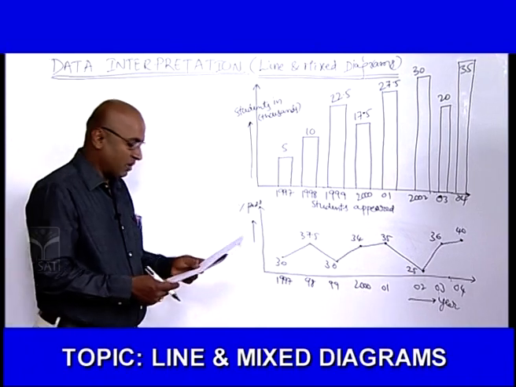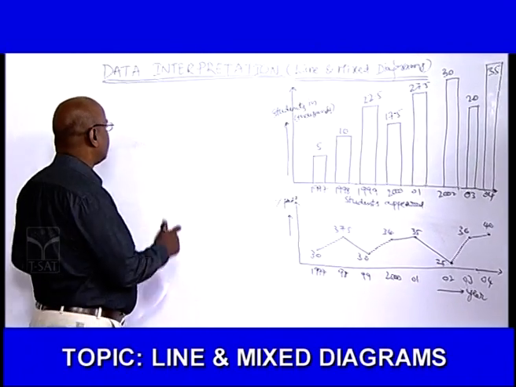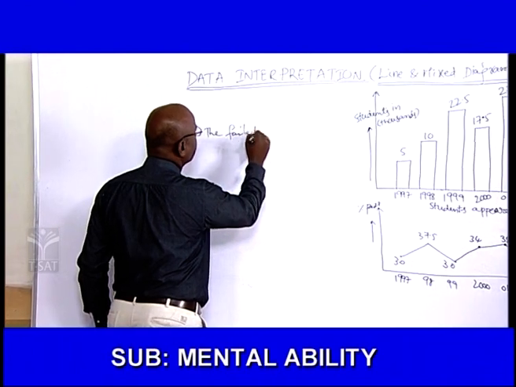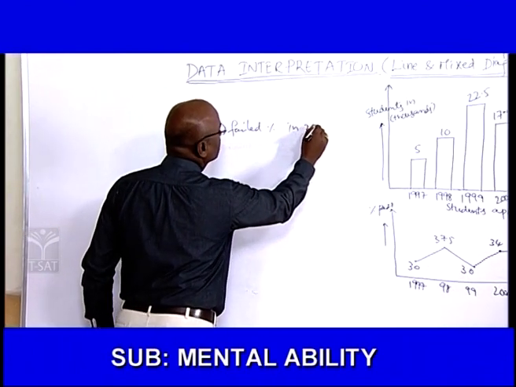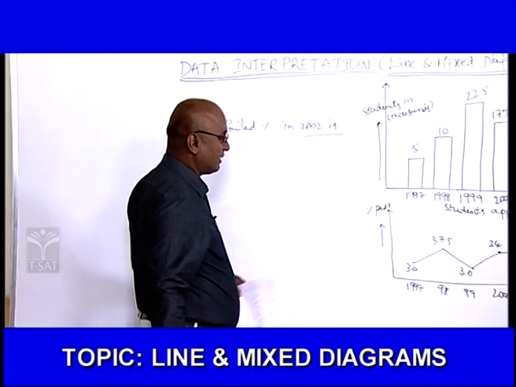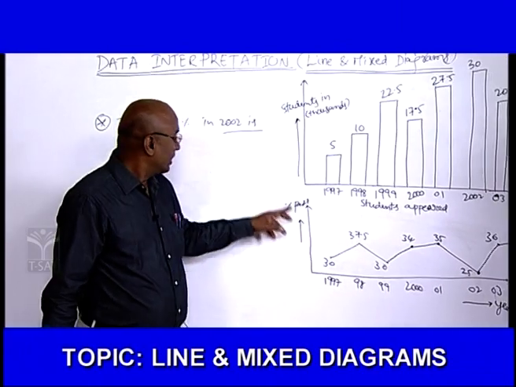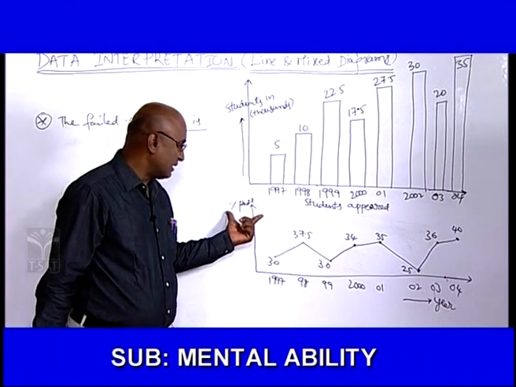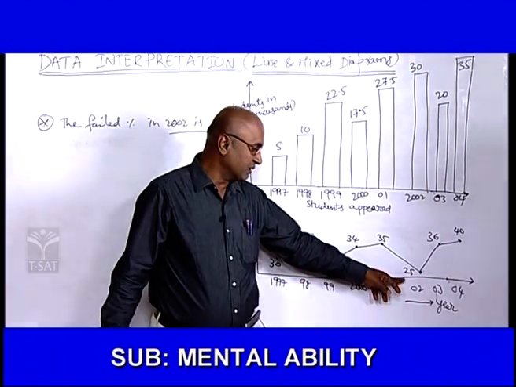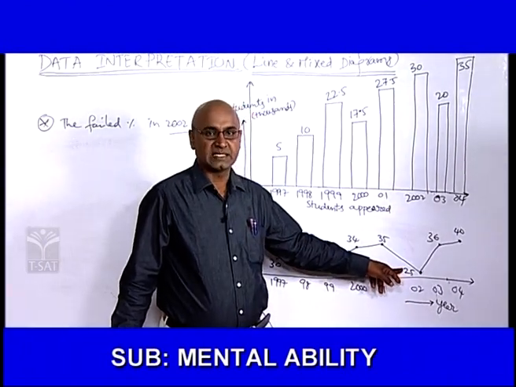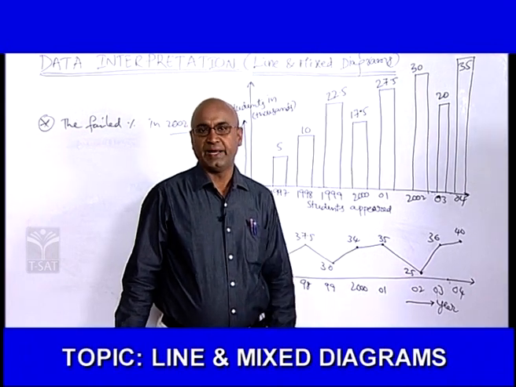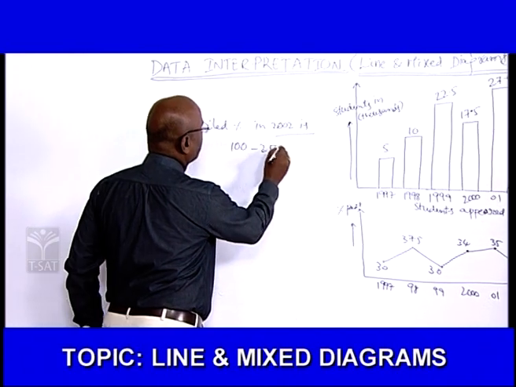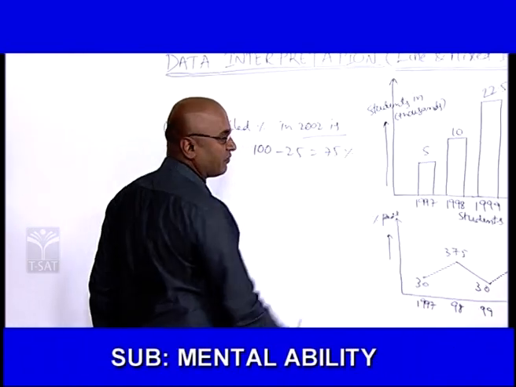Now see the first problem. The failed percentage in 2002 is, so what is the percentage given here? In the year 2002 the pass percentage is given. So out of 100%, 25% people have passed. That means the remaining people are failed. So failed percentage is equal to 100 minus 25, that is equal to 75%.